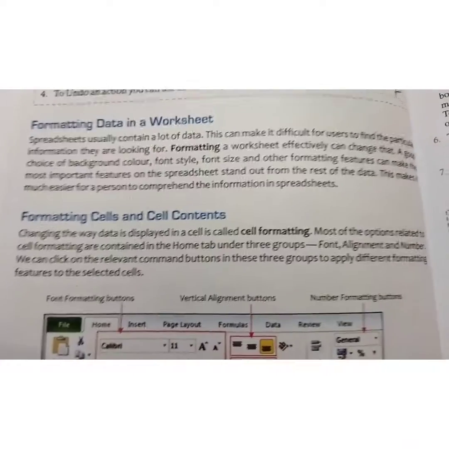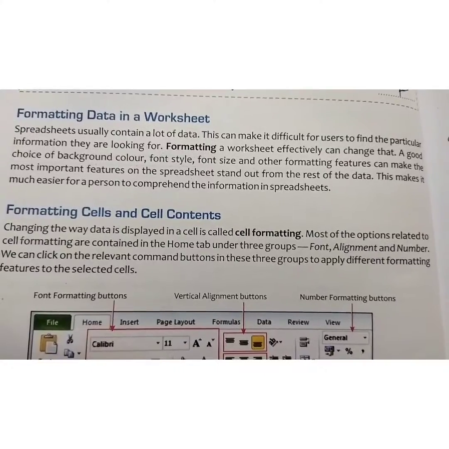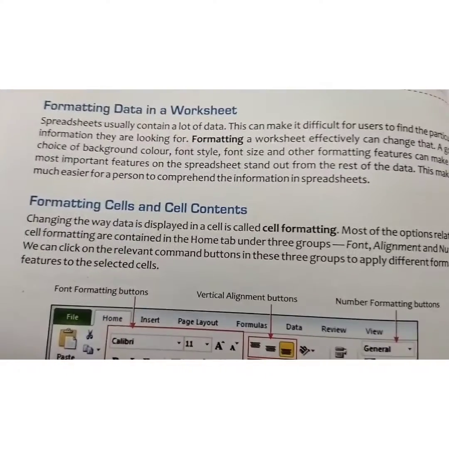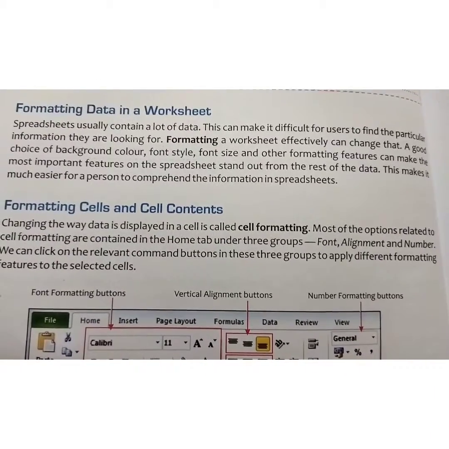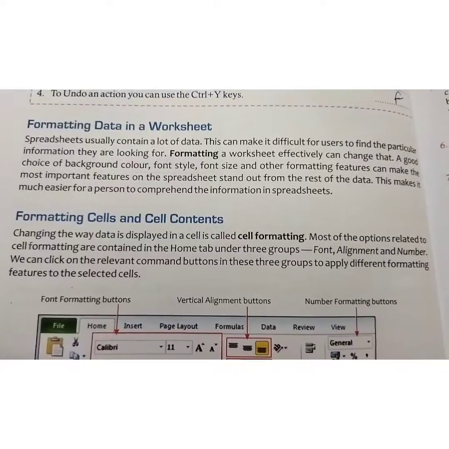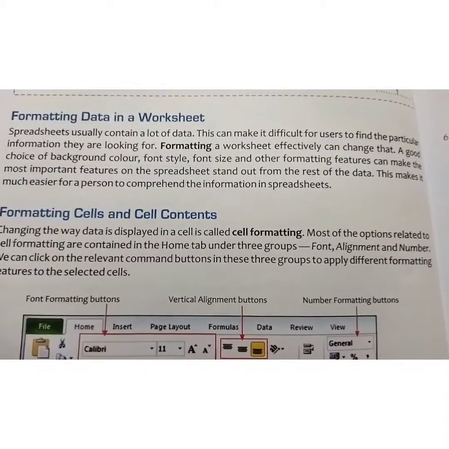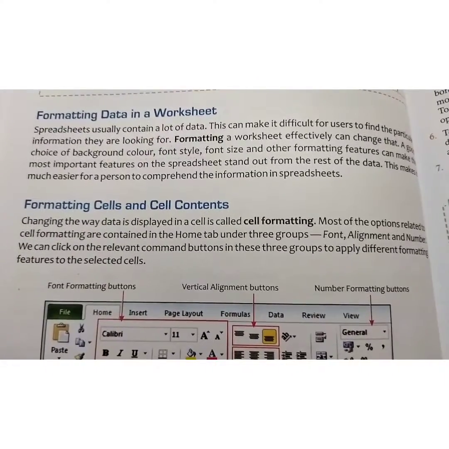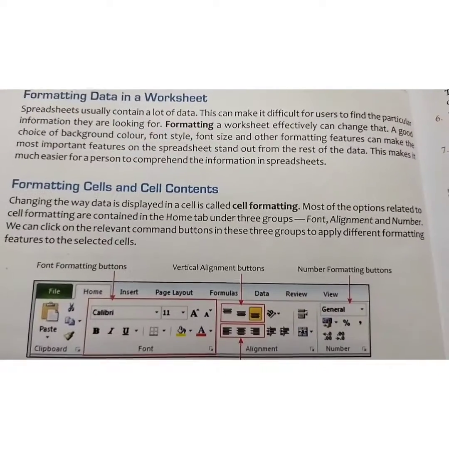So how to format your data? Formatting means to give it a better look. Spreadsheets usually contain a lot of data, so this can make it difficult for users to find the particular information they are looking for. Formatting a worksheet effectively can change how data looks. Use a good choice of background color, font style, font size and other formatting features. So you can choose different types of formatting features in your MS Excel. Clear? This makes it much easier for a person to comprehend the information in a spreadsheet.